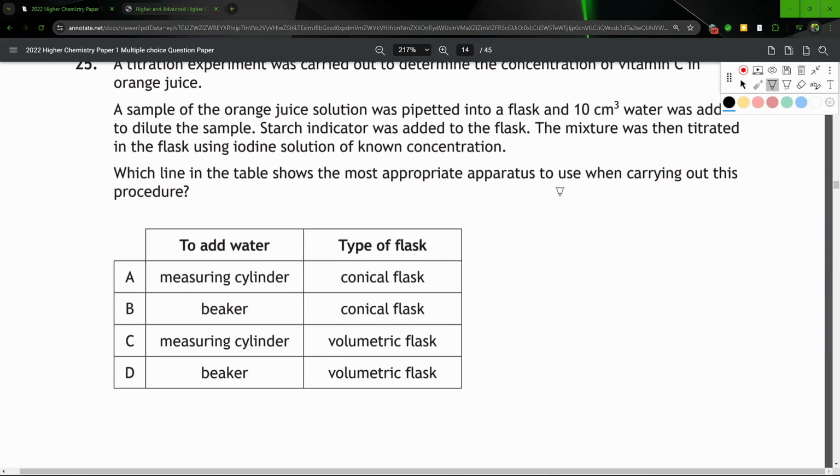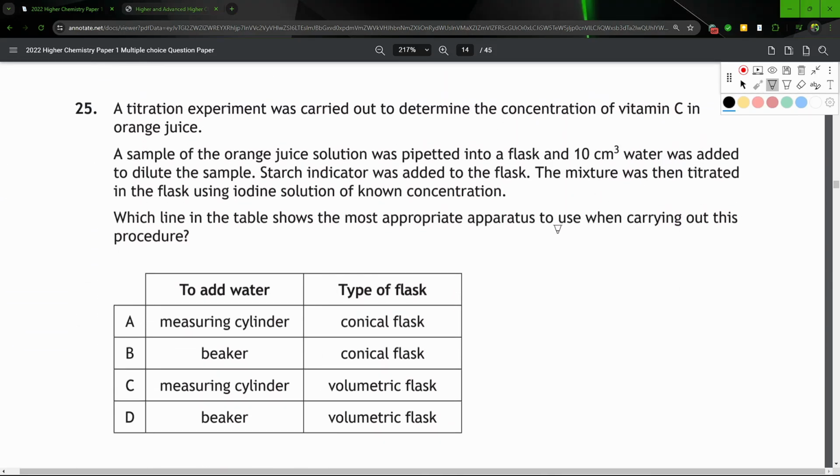And finally, 25. A titration experiment was carried out to determine the concentration of vitamin C in orange juice. A sample of the orange juice solution was pipetted into a flask, and 10 cubic centimeters of water was added to dilute the sample. Starch indicator was then added to the flask. The mixture was then titrated in the flask using iodine solution of known concentration. Which line in the table shows the most appropriate apparatus to use when carrying out the procedure?